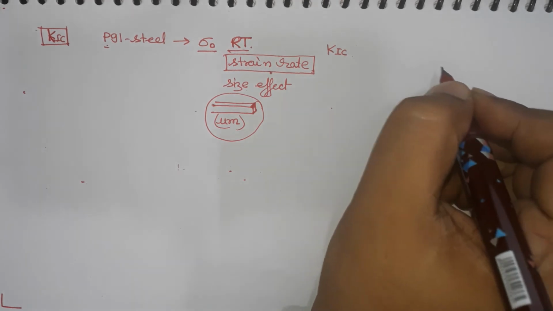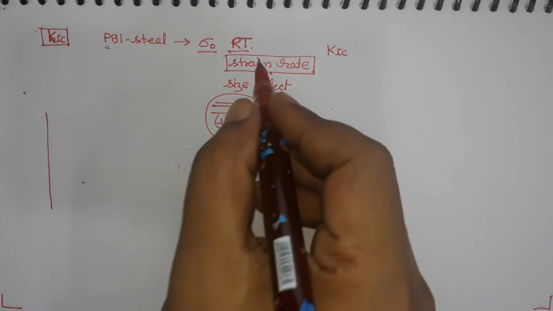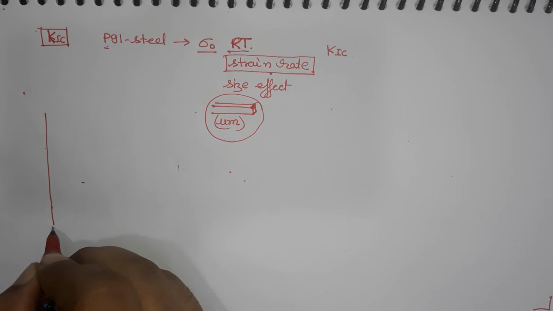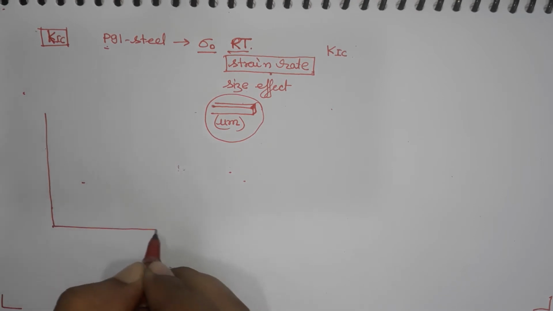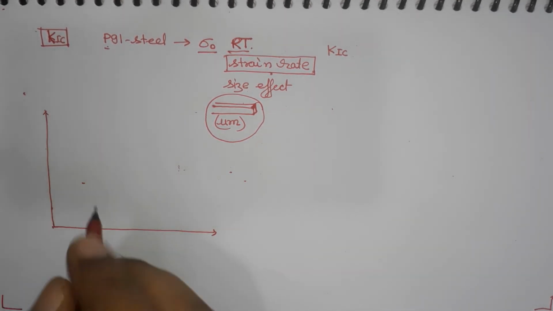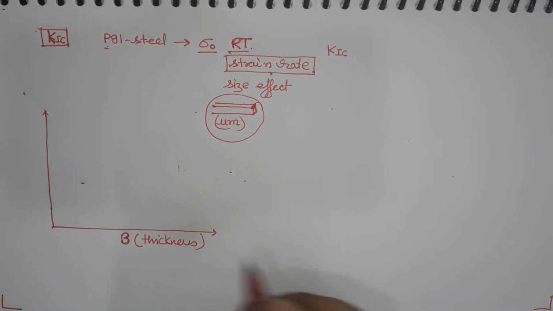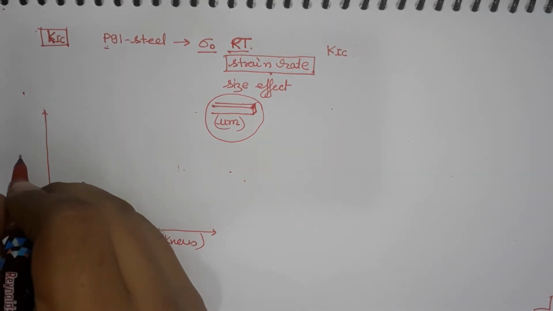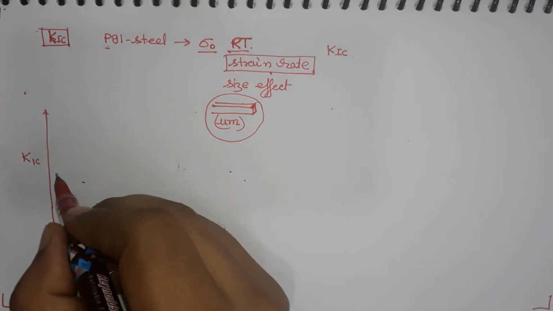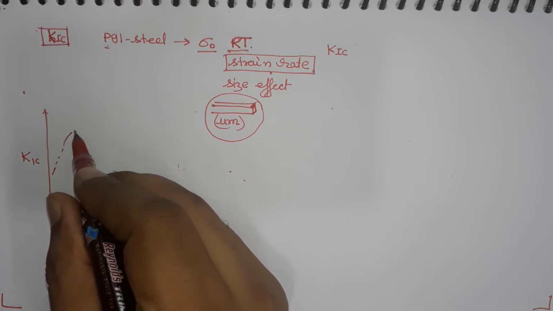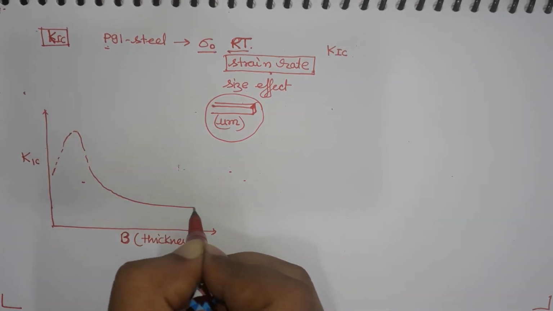So, K1C is a material property, but apart from temperature and strain rate, it will have an effect of the thickness of the specimen, which is usually represented in fracture mechanics by the symbol B. So, B represents the thickness, and as you increase the thickness, you are going from plane stress to plane strain condition. So, this K1C value shows a pattern here which looks like this.